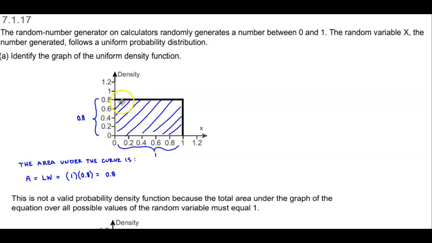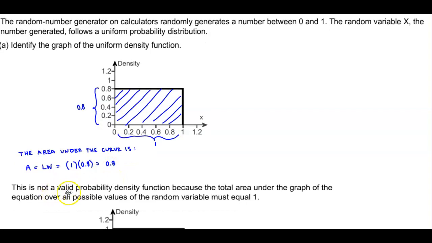Okay, the first thing is we want to find the area of what's inside this rectangle. So we need to know what is the length and what is the width. Well, if we look at the width, this goes from 0 to 0.8. So the width is 0.8. And then the length is going to cover from 0 to 1, so the length is 1. So the area under the curve, which is equal to the length times the width, is equal to 1 times 0.8, which gives us 0.8.